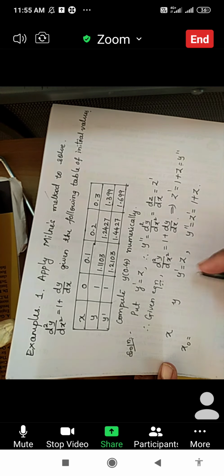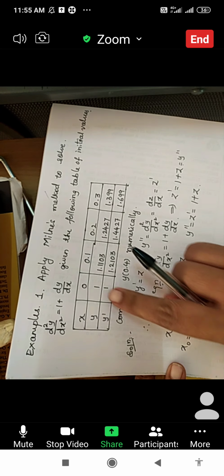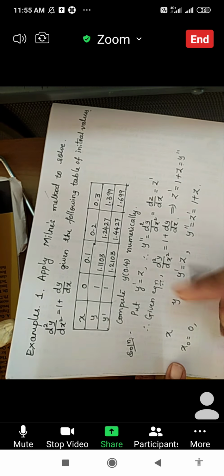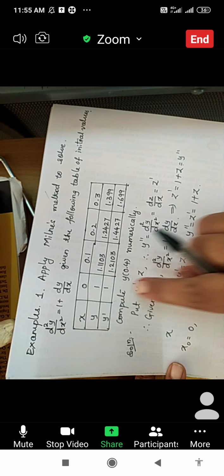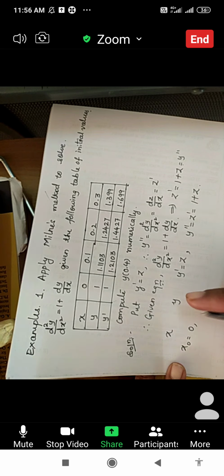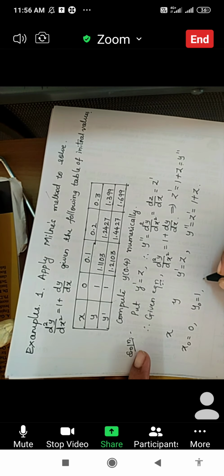Yeah, you just see the problem. So first value of x denoted as x naught. What is the first value given? 0. Corresponding value of y denoted as, how we have to denote? y naught is 1. Let me prepare the table like this. Then y dash. So this value is referred to as y naught dash, or even it is referred to as z naught. Agree? And this value is given as 1.